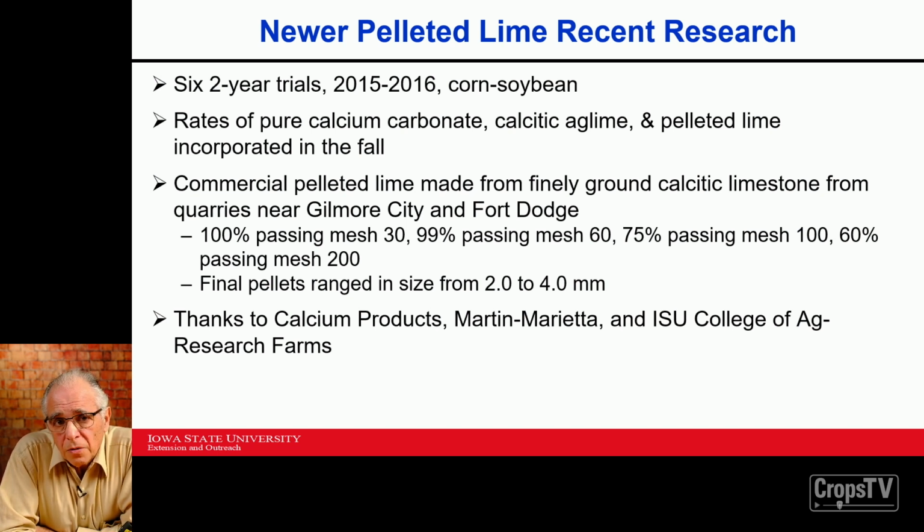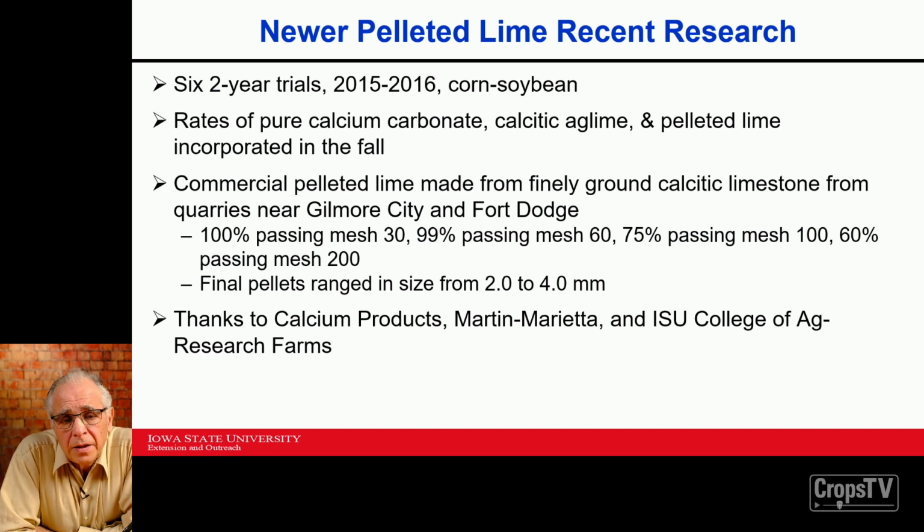Okay, in addition to that, from 2015-2016, we did some research with pelleted lime. We did 2-year trials, six 2-year trials. We used rates of calcium carbonate, calcitic lime, and pelleted lime. The pelleted lime is the one that is being sold in Iowa. It's sold by Calcium Products, and the material is from the Gilmore City and Fort Dodge quarries.